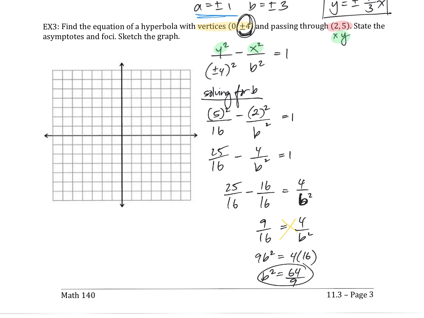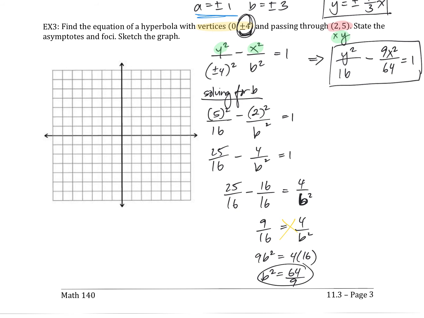Kind of a weird number, but that's what it is. Okay, so then that means my equation, let's go ahead and do this. My equation, y squared divided by 16, minus. Now, when I divide the x squared by the 64 over 9, we're going to end up taking the reciprocal, so we'll get 9x squared over 64 equals 1. And there we have our equation.